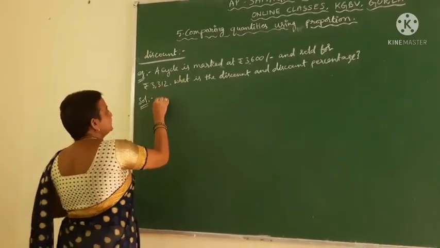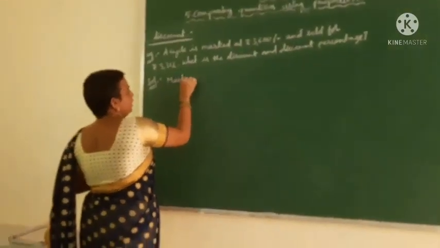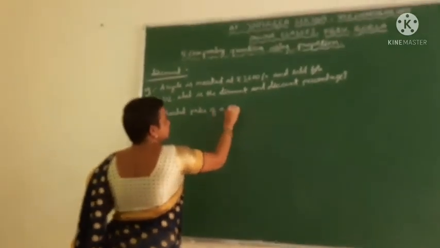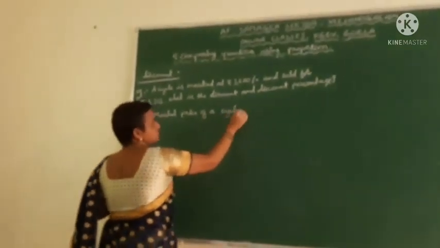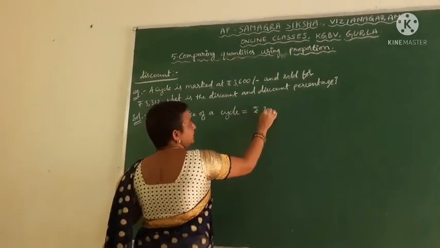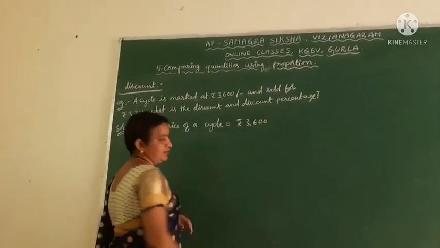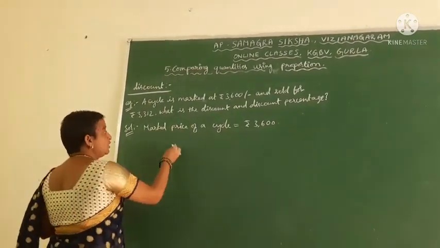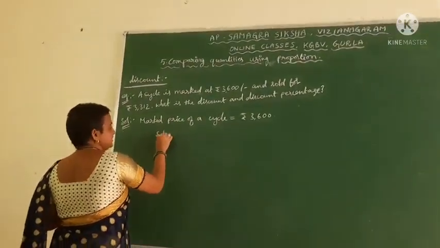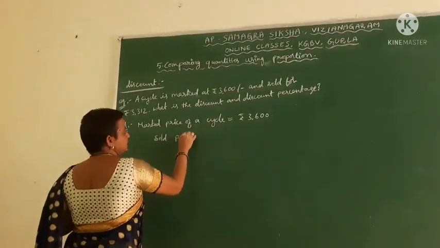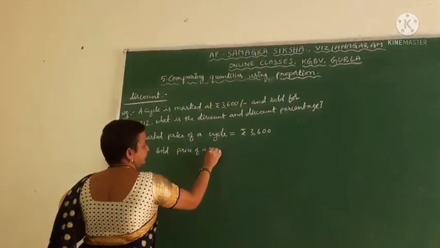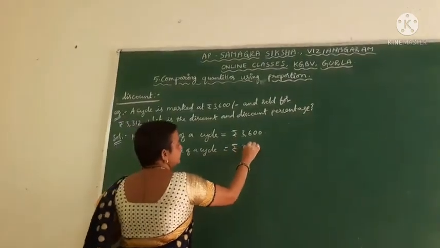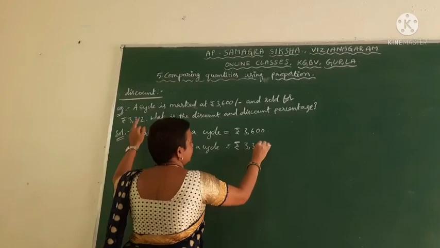Market price of a cycle is equal to rupees 3,600. Selling price, the sold price of a cycle, is rupees 3,312.